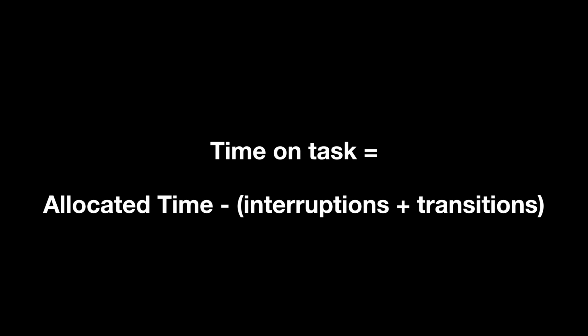Let's focus on maximizing time on task first. Let's consider this simple math equation. Time on task equals allocated time, how long your class period is, minus how many interruptions you have and how long transitions take. You can't really change how long your class periods are, so the only way to maximize time on task is to minimize the interruptions and how long your transitions take.